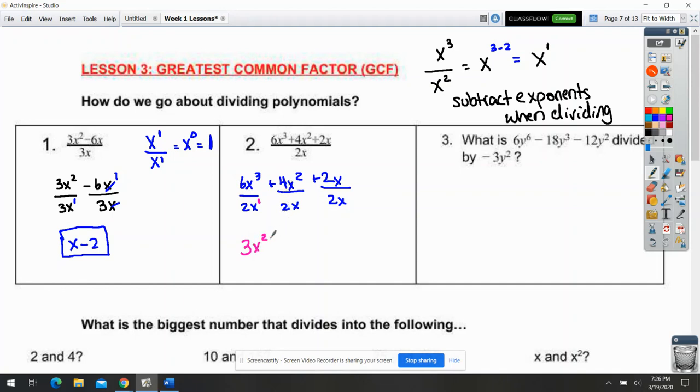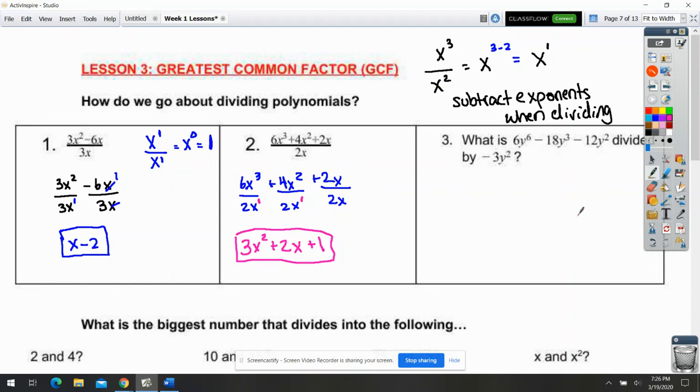Next, we have 4 divided by 2, which is 2. And x to the second divided by x to the first. 2 minus 1 is just x to the first, which you don't have to put the 1. Now, we have 2x divided by 2x. When you have the same thing divided by itself, it is simply 1. Okay? And that would be your answer.